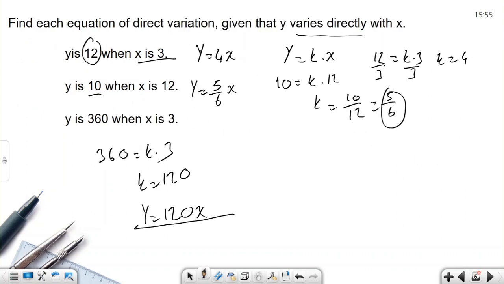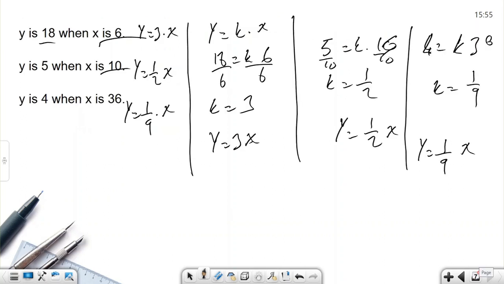So if you face this kind of question, find each equation of direct variation. You are finding an equation of direct variation, and there are given values for y and x. You can write y equals k times x, and substitute the given values instead of y and x, so you can find the rate of change. So y equals the rate of change multiplied by x. That's the end of this video. Thanks for listening.